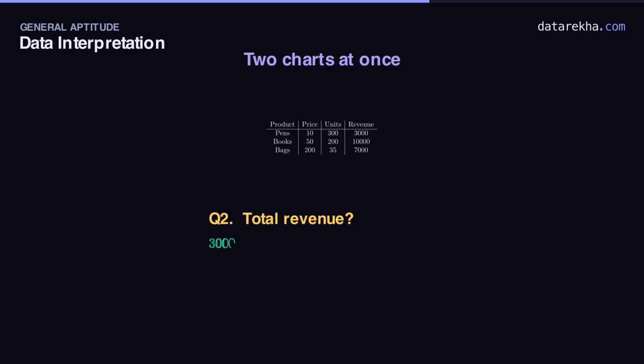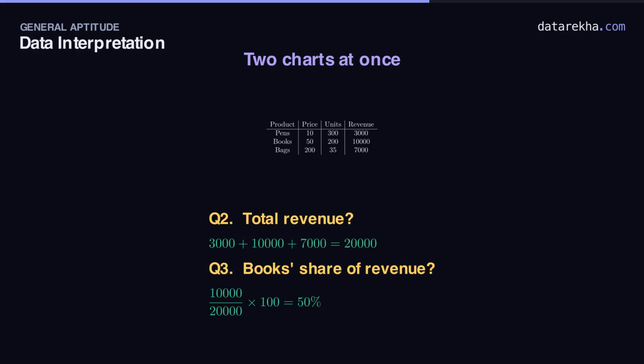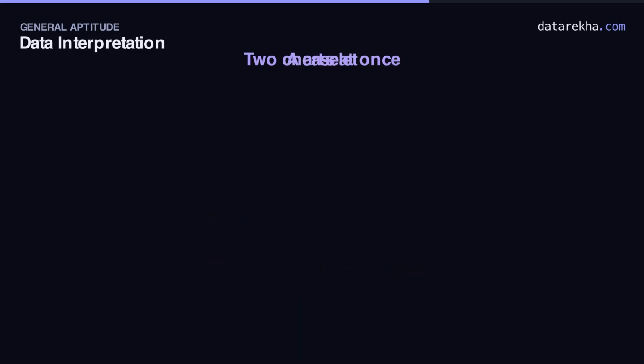Total revenue is the sum of the three, 20,000 rupees. And book share of that? 10,000 over 20,000 times 100, exactly 50%. Half the money came from the product that never had the tallest bar on either chart.